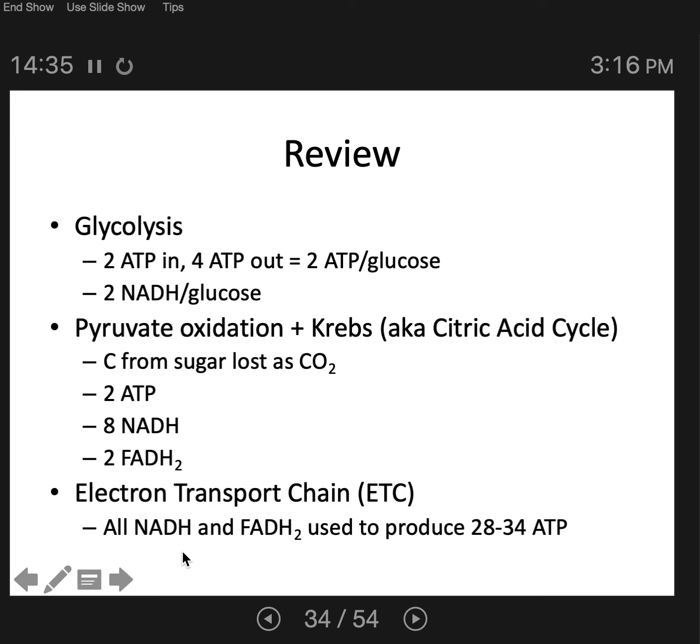In the electron transport chain, all NADH and FADH2 are used to produce somewhere between 28 or 30 to 34 ATP per glucose. The reason this is a range is because it's really hard to estimate, and that will make sense to you later. There's a lot of components where hydrogen ions are being pumped across membranes. It's hard to know exactly how many are pumped to drive exactly how many ATP, but it also varies by species. So prokaryotes and eukaryotes have a slightly different ATP yield per glucose.